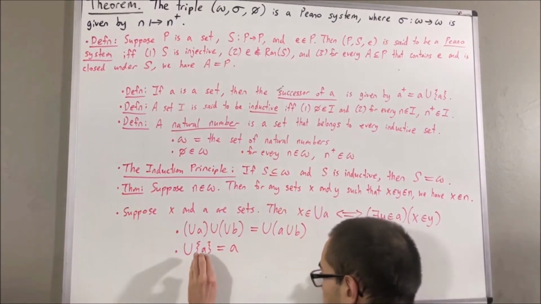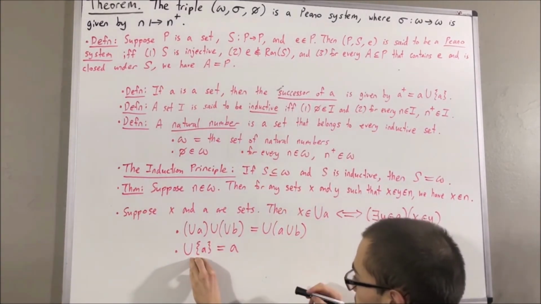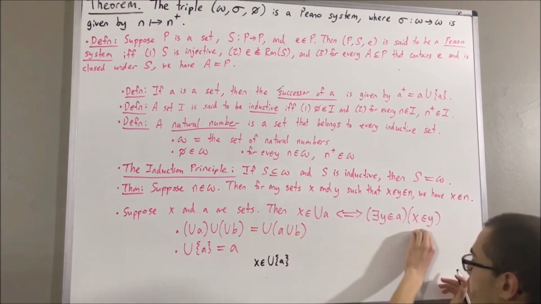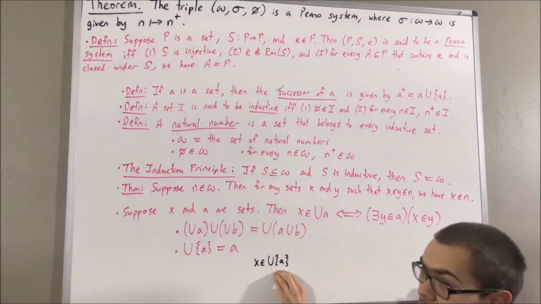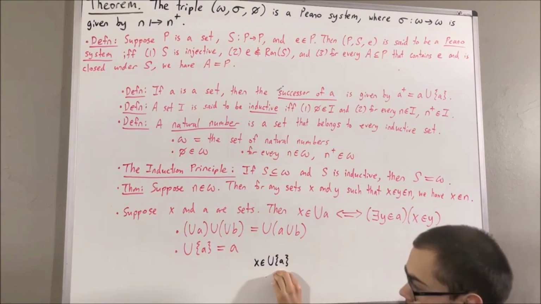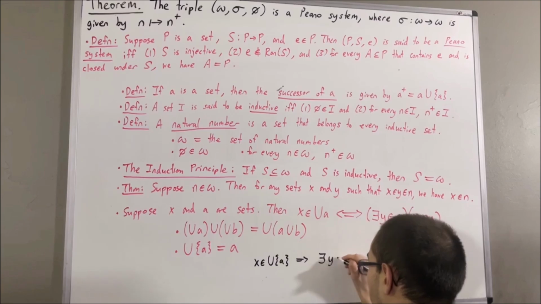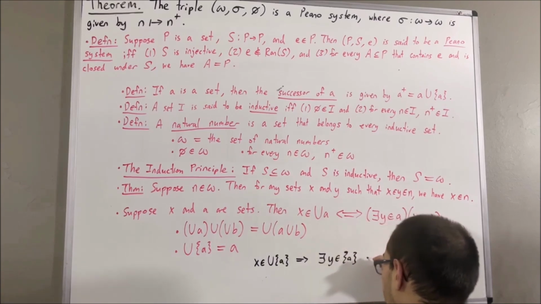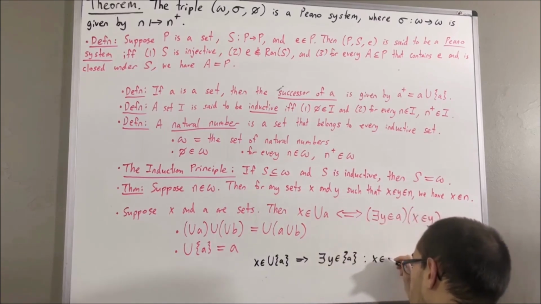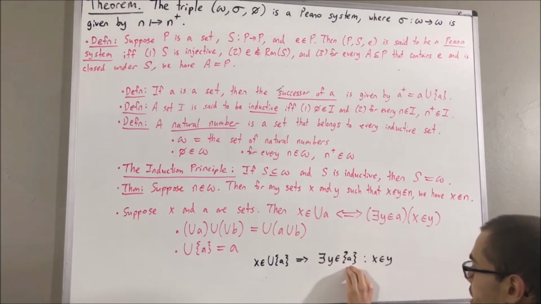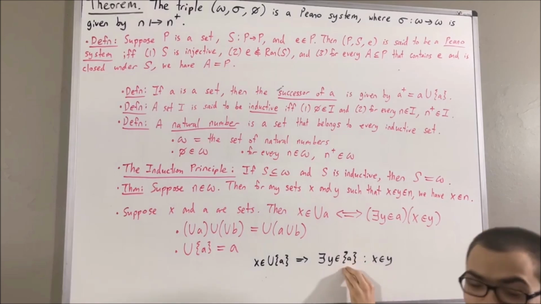First of all, if we consider an arbitrary element x in the union of the singleton set of A, well then, by definition, this means that x is an element of some set in the singleton set of A. So, there exists a set y in the singleton set of A such that x is an element of y. So since y is an element of the singleton set of A, well, that means y has to be equal to A.